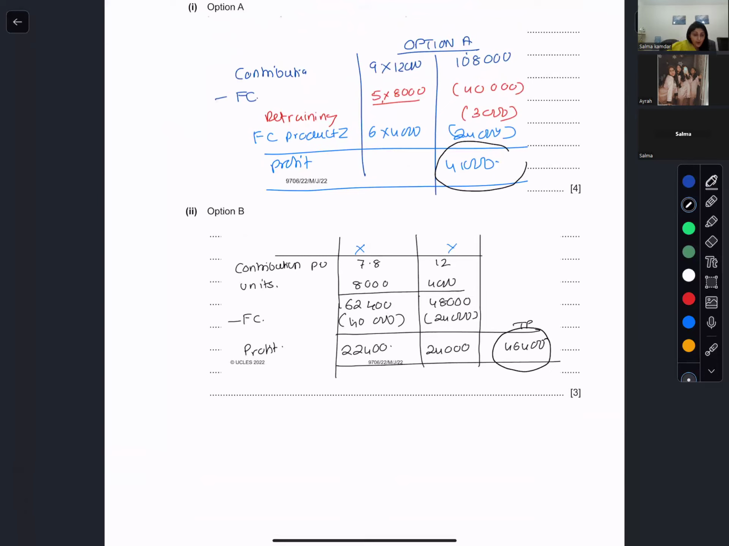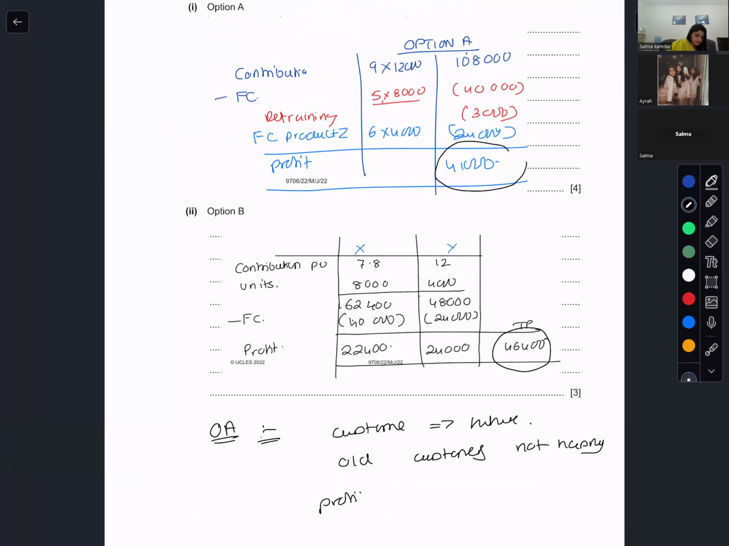So for option A, firstly in non-financial factors, you'll say that the customer will be there with you, as he gives you major orders, but your old customers will not be satisfied because you won't be giving them the product. And in financial factors, you can say that profits will increase, but less compared to option B.